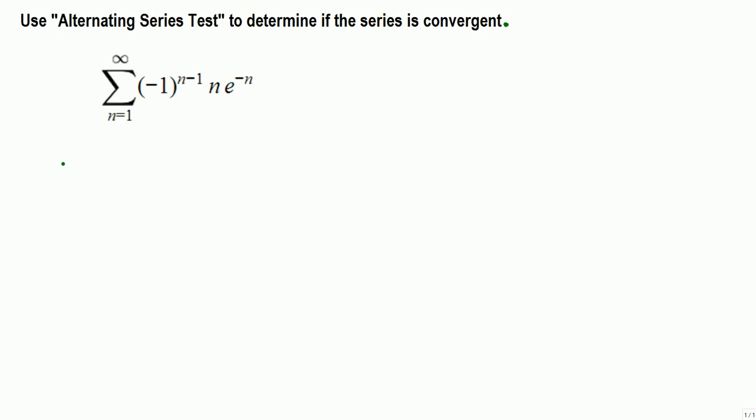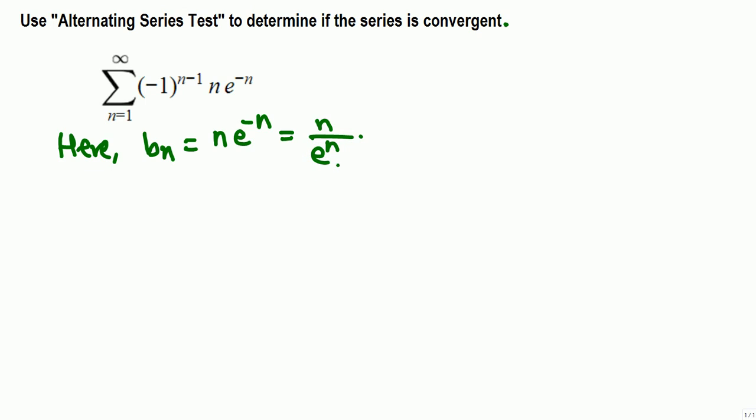So we write here, b_n is given by n times e to the negative n, which is the same as, let's get rid of this negative exponent, n over e^n. To apply the alternating series test, we need to show two things: b_n's are decreasing and they decrease to 0.